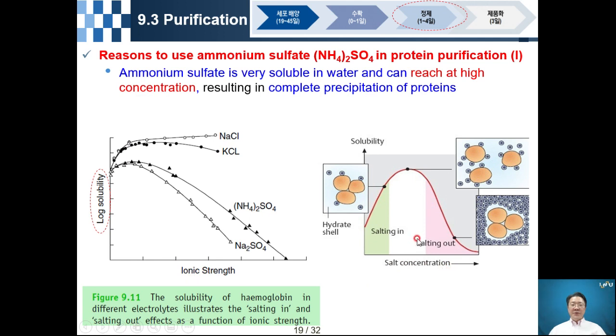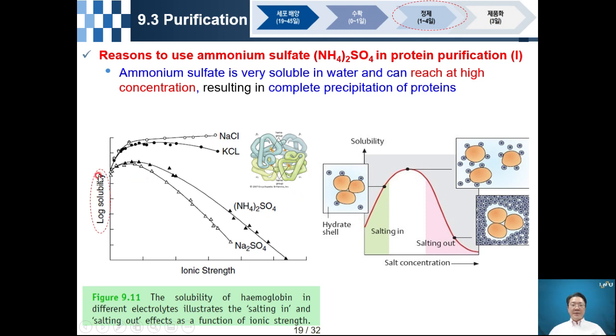The difference between this graph and the other graph is that in one the y-axis is the solubility, and in this one the y-axis is the log solubility. This graph also shows the salting in and salting out result. Here we use the salt (NH4)2SO4, the ammonium sulfate, in this graph we use KCl, and in this graph we use NaCl. After that we checked the solubility of the hemoglobin.